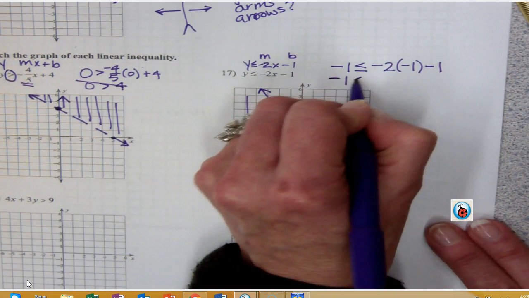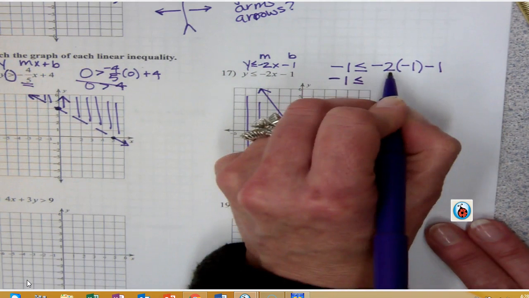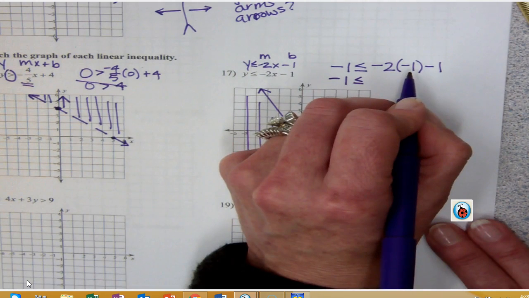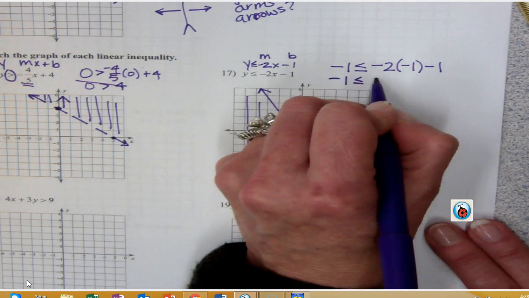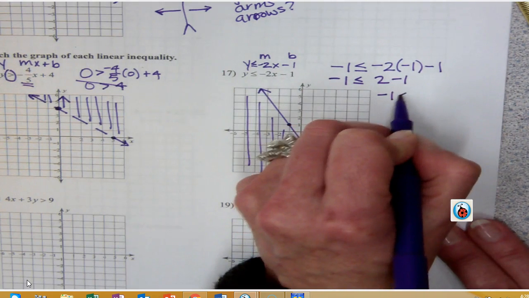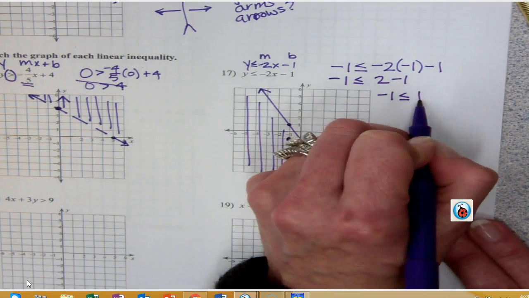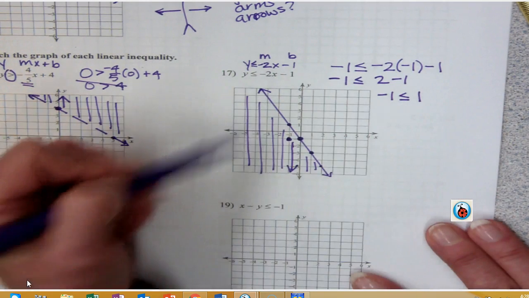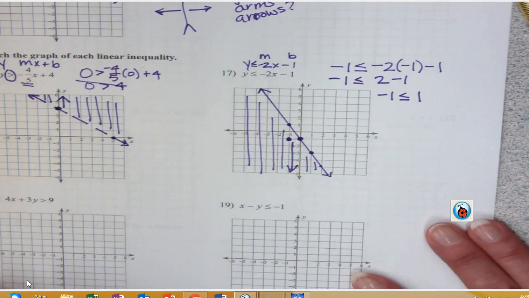So let's see, -1 less than or equal to -2 times -1, which is positive 2. So 2 minus 1, -1 less than or equal to positive 1. Is 1 bigger than -1? Yes. So that means that I've shaded it correctly. That's an easy, quick way to check.